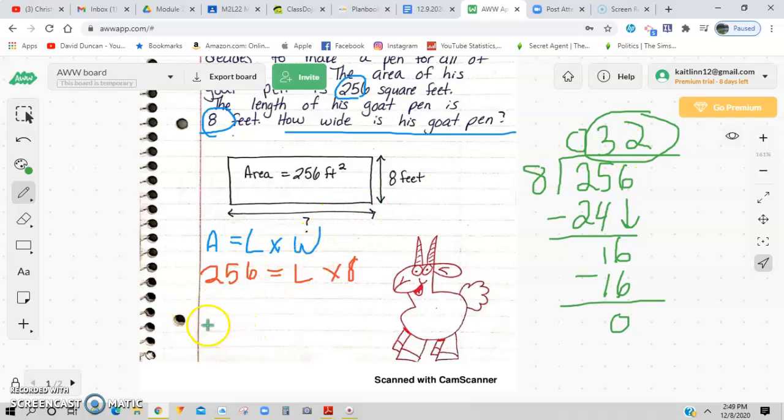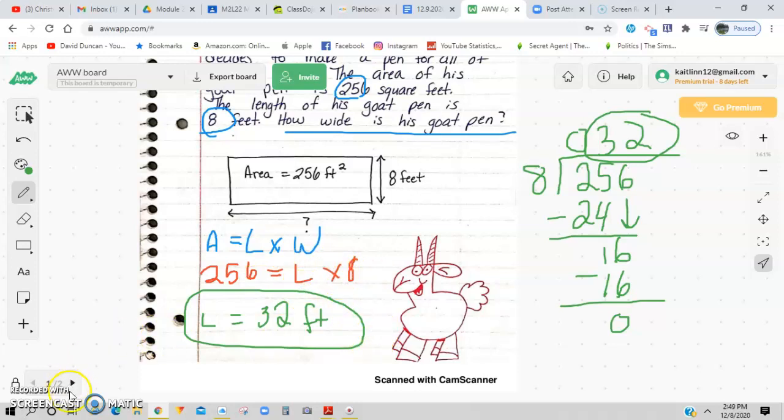So I'm going to write down length equals 32 feet. I'm going to go ahead and circle that. There we go. All right. Again, remember the opposite of multiplication is division. So if I have a multiplication problem with a missing factor, with the product and one factor, all I need to do is divide the product by the known factor to get that missing factor.